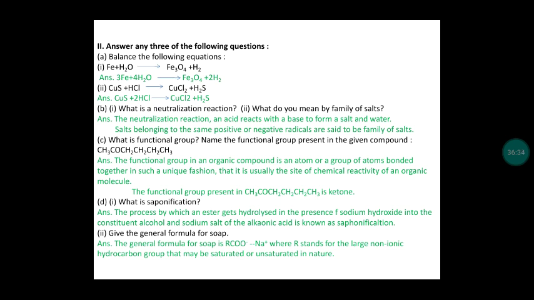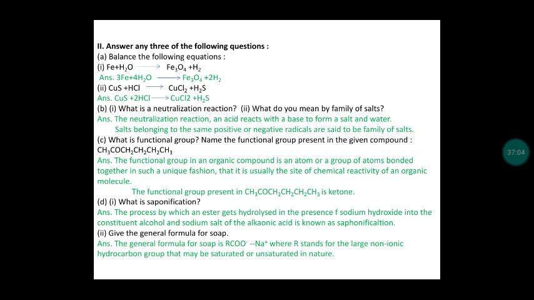Next question, what is a functional group? Name the functional group present in the compound. The functional group in an organic compound is the atom or group of atoms bonded together in such a unique fashion that it is usually the site of chemical reactivity of an organic molecule. The functional group present in the compound is ketone.